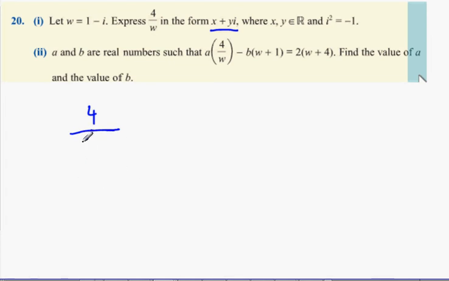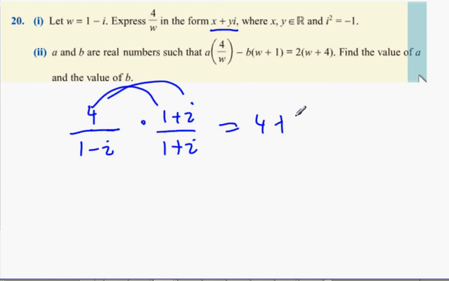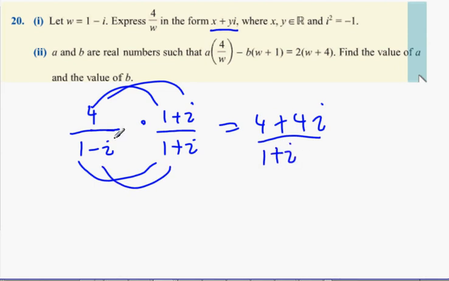Multiply by what? The conjugate. So you're going to multiply top and bottom by 1 plus i. Now that you've done that, 4 times 1, 4; 4 times i, 4i; 1 times 1, 1; 1 times i, plus i; minus i times 1, minus i; minus i times i, minus i squared, minus bracket minus 1, plus 1.